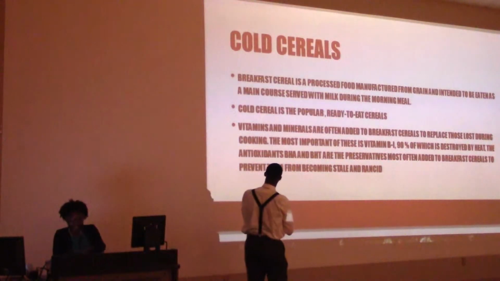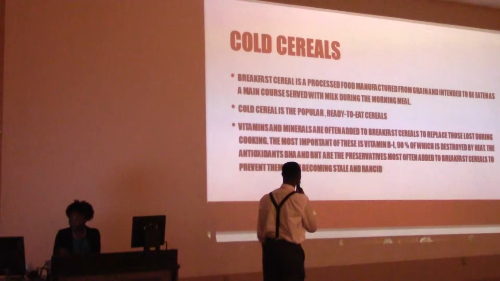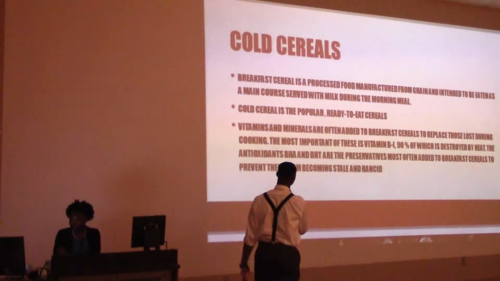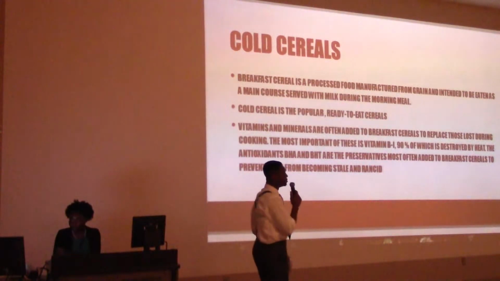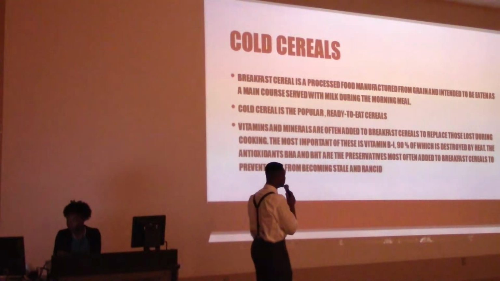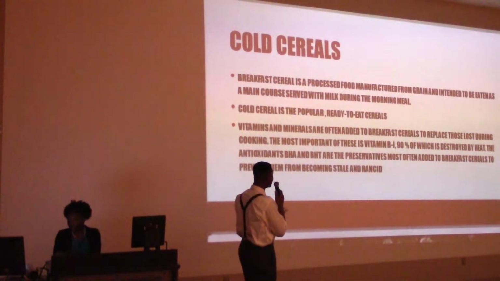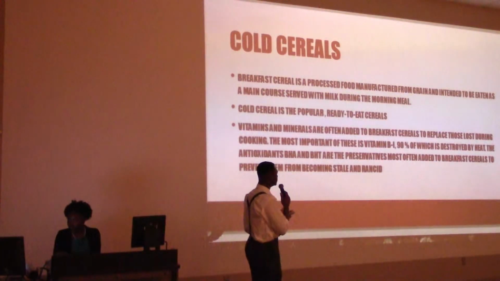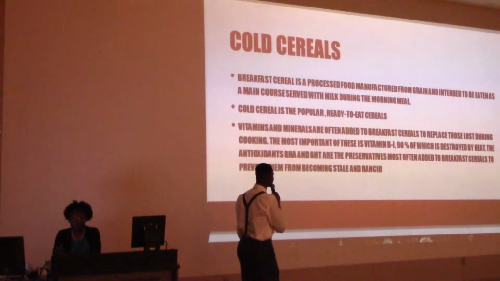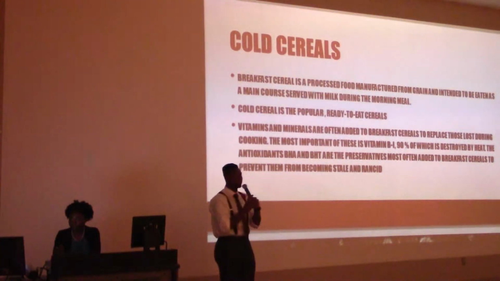All right. Basically, breakfast cereal is a processed food manufactured from grains and intended to be eaten as a main course served with milk in the morning meal. It's the most popular, and vitamins and minerals are often added to the breakfast cereal to reduce the loss during cooking. The most important of these is vitamin B1, 90% of which is destroyed by heating in the cooking process of the cornflakes. The antioxidants BHA and BHT are most often added to the breakfast cereal to prevent it from becoming stale or rancid.